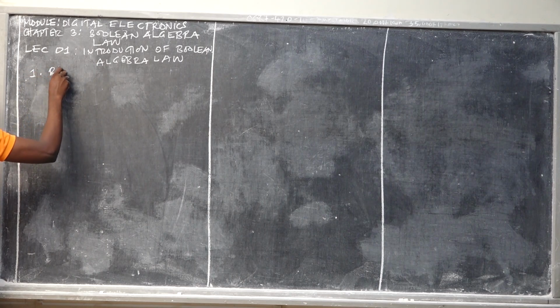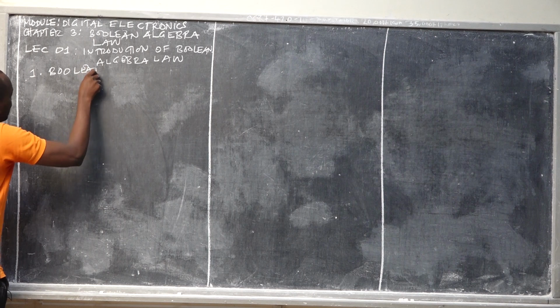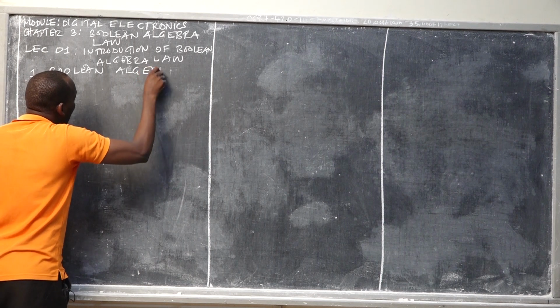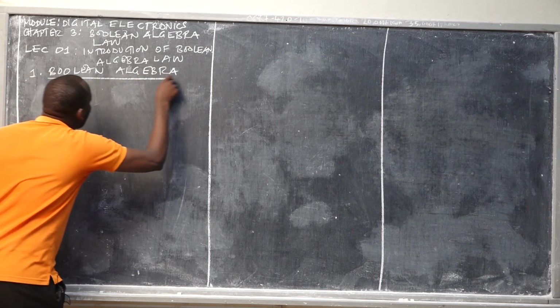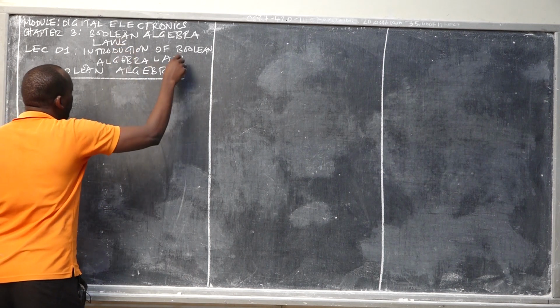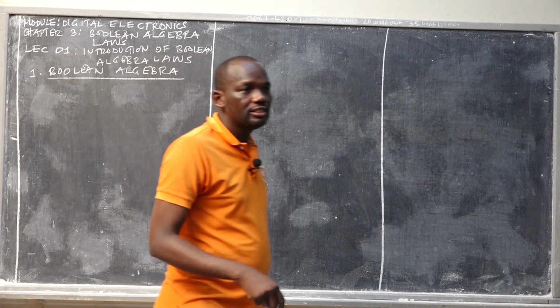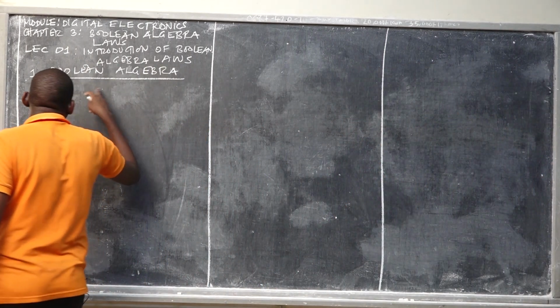The first terminology that we want to understand is Boolean algebra. Class, say Boolean algebra laws. Boolean algebra. Say it loudly. Say Boolean algebra laws. So plural, Boolean algebra laws. Say it again. Where is Harriet? Whenever you pronounce Boolean algebra laws, you are writing it in your subconscious mind. So the first terminology that we have to discuss is Boolean algebra.